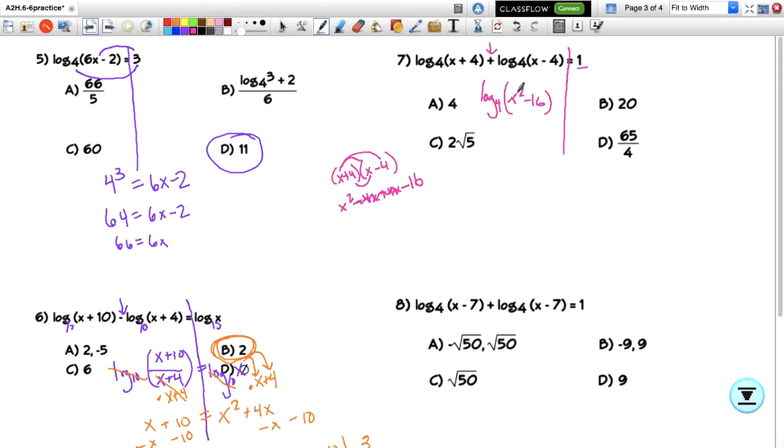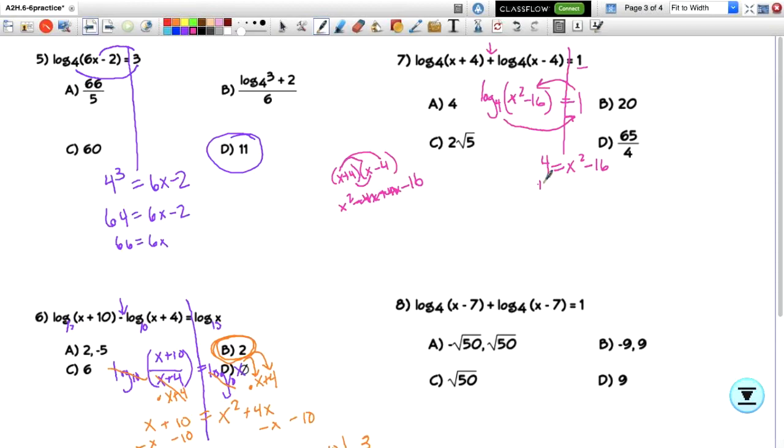See, difference of squares, told ya, equals 1. So a logarithm equals a constant. My strategy, remember, you have to stop here and identify, what do I do now? Oh, I'm going to rewrite it in exponential form. 4 to the first power equals this. So 4 to the first power is just 4, equals x squared minus 16.